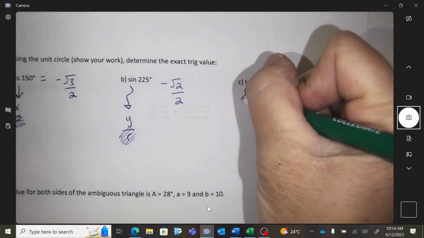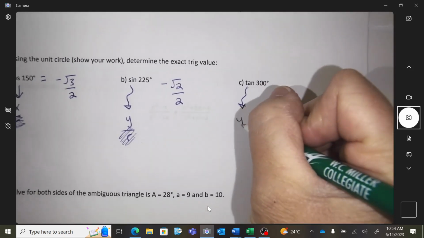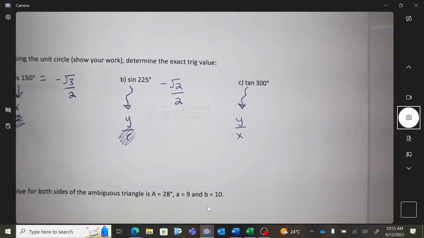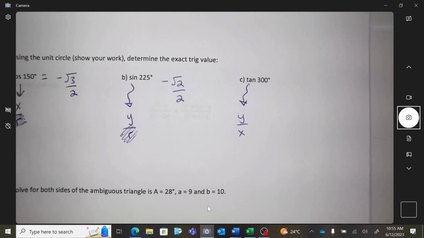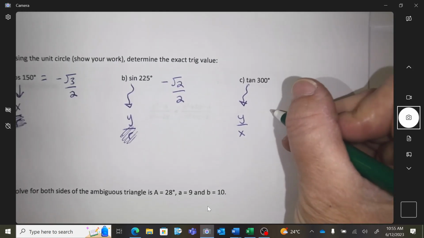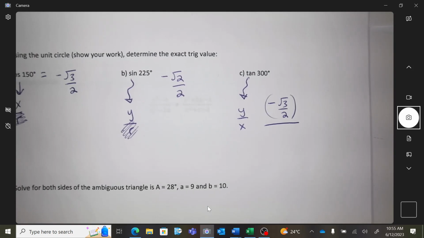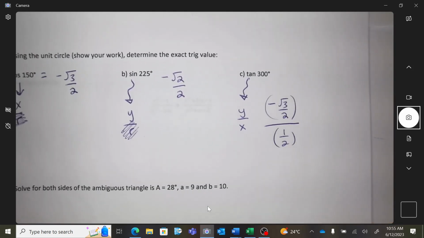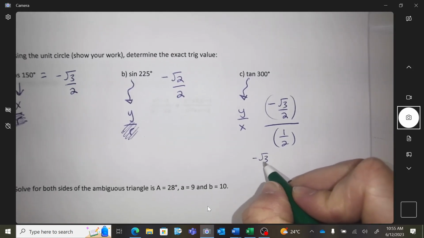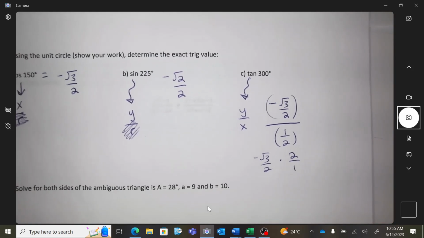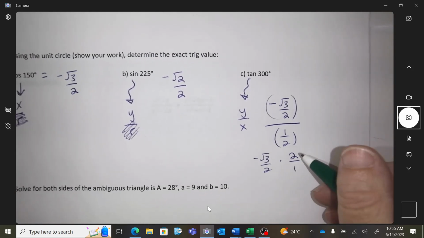Okay, tan. Formula. Y over X. Uh-oh, we don't get to cross anything off. Okay, so I'm going to replace Y. Are you looking on your 300? The Y number is that. And the X number is that. So I can't cross anything off. What do you do here though? You have a fraction divided by a fraction. Flip multiplies. What can happen with those 2's? Gone.